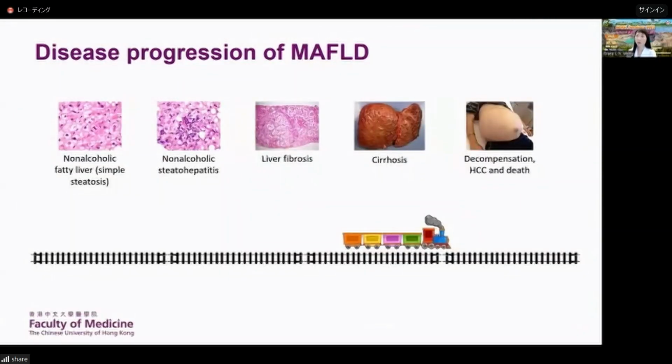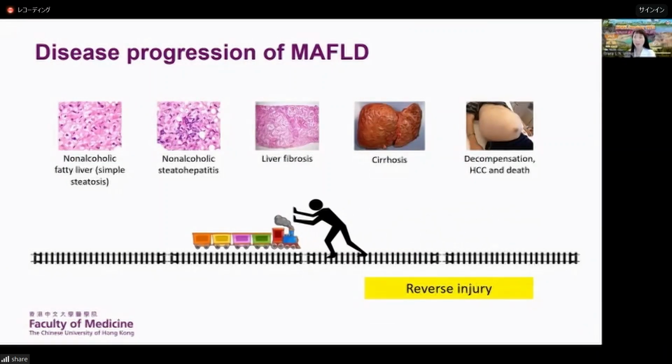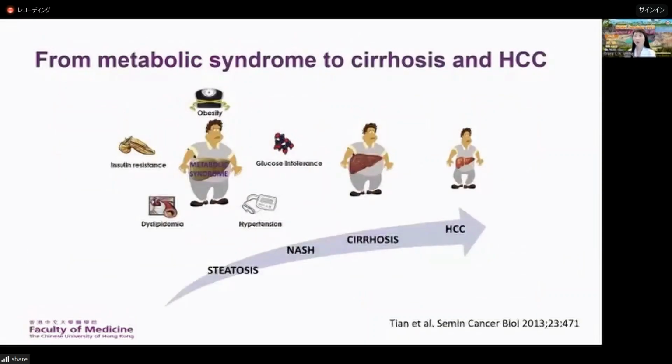MAFLD, metabolic associated fatty liver disease, is a very important disease, progressive over the years, especially under metabolic drive. The disease will progress from NASH, as non-alcoholic steatohepatitis, to fibrosis, cirrhosis, and cancer, which is life-threatening. We wish to prevent all these nasty complications by stopping the disease activities, as well as to reverse the injury. And it progresses over the years to HCC.